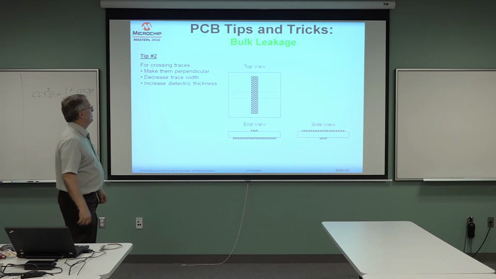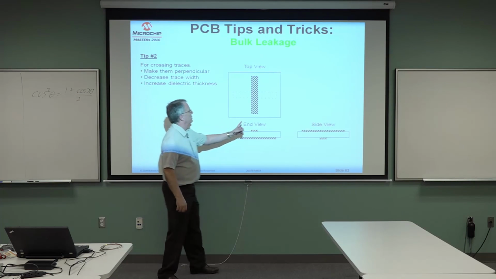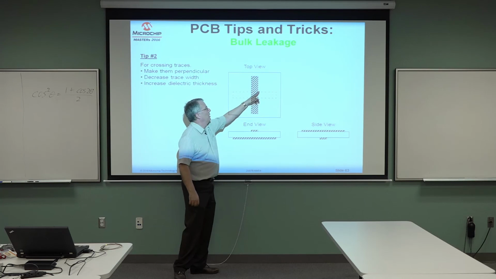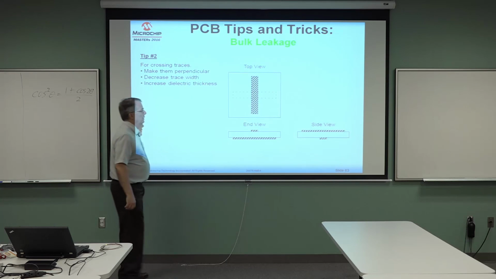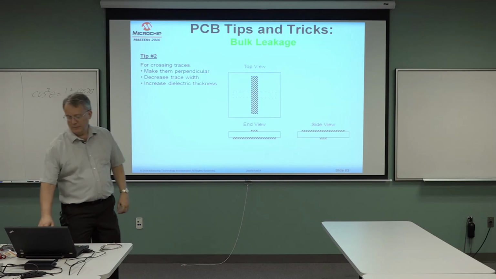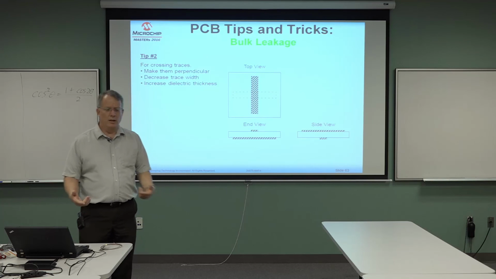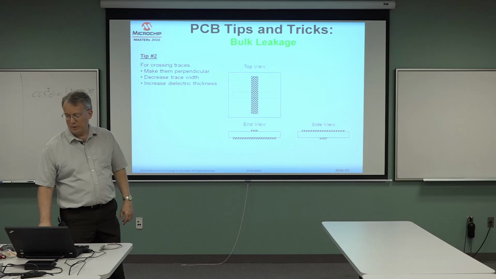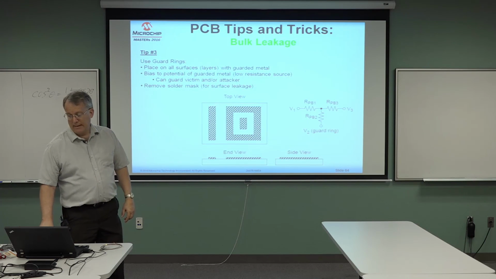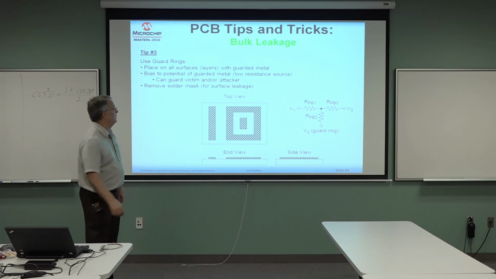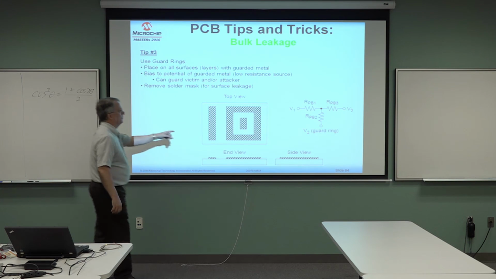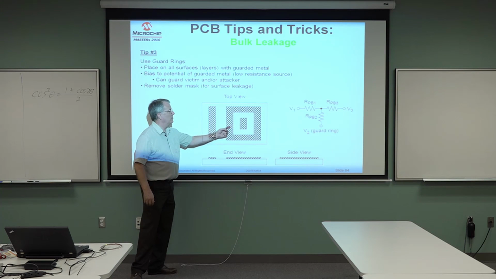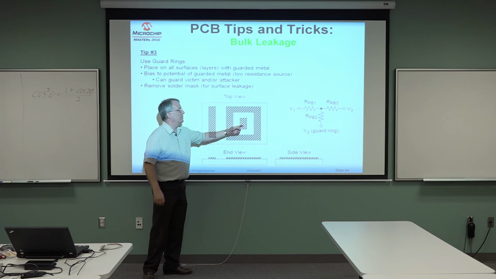Another way to handle this is to run my traces in perpendicular directions, so that basically the only area that it really leaks is here at the crossover. That'll greatly reduce the effect, just like it reduces capacitive coupling between two traces on a printed circuit board. Another trick is to guard ring. If I guard ring, then any leakage currents tend to go to the guard ring instead of to the victim.